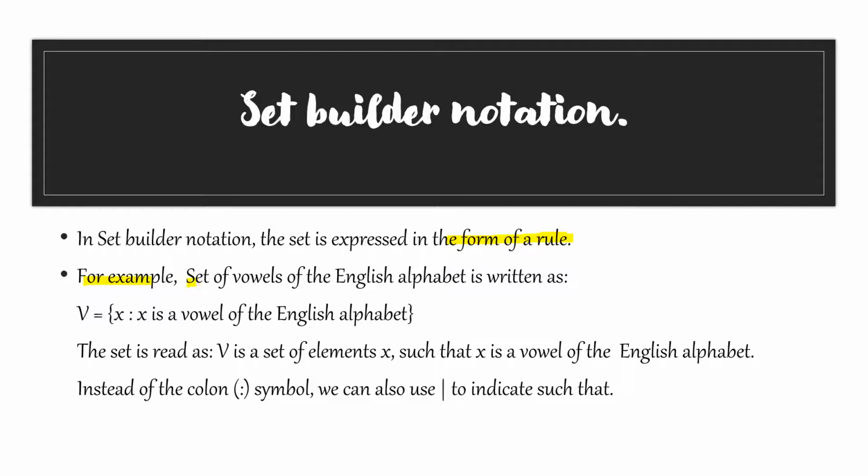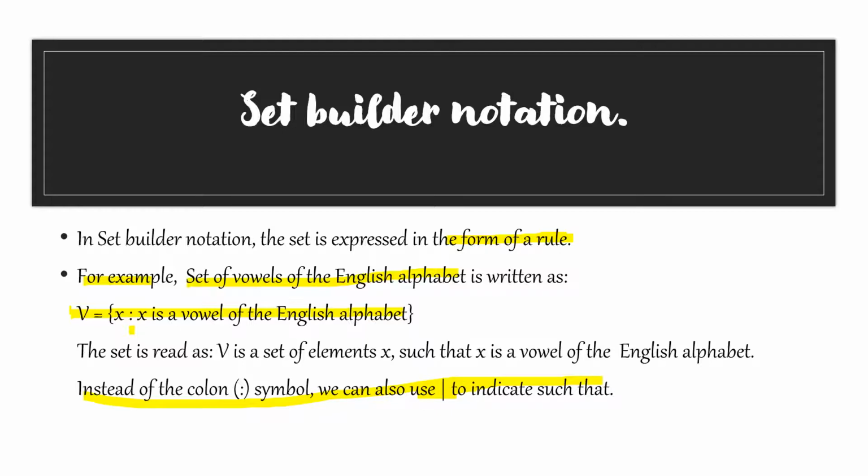So the set of vowels in the English alphabet, in set builder notation, we write this set as V, and we read this set as V is a set of elements X such that X is a vowel of the English alphabet. This colon means such that, and instead of this colon we can also use this symbol to indicate such that.